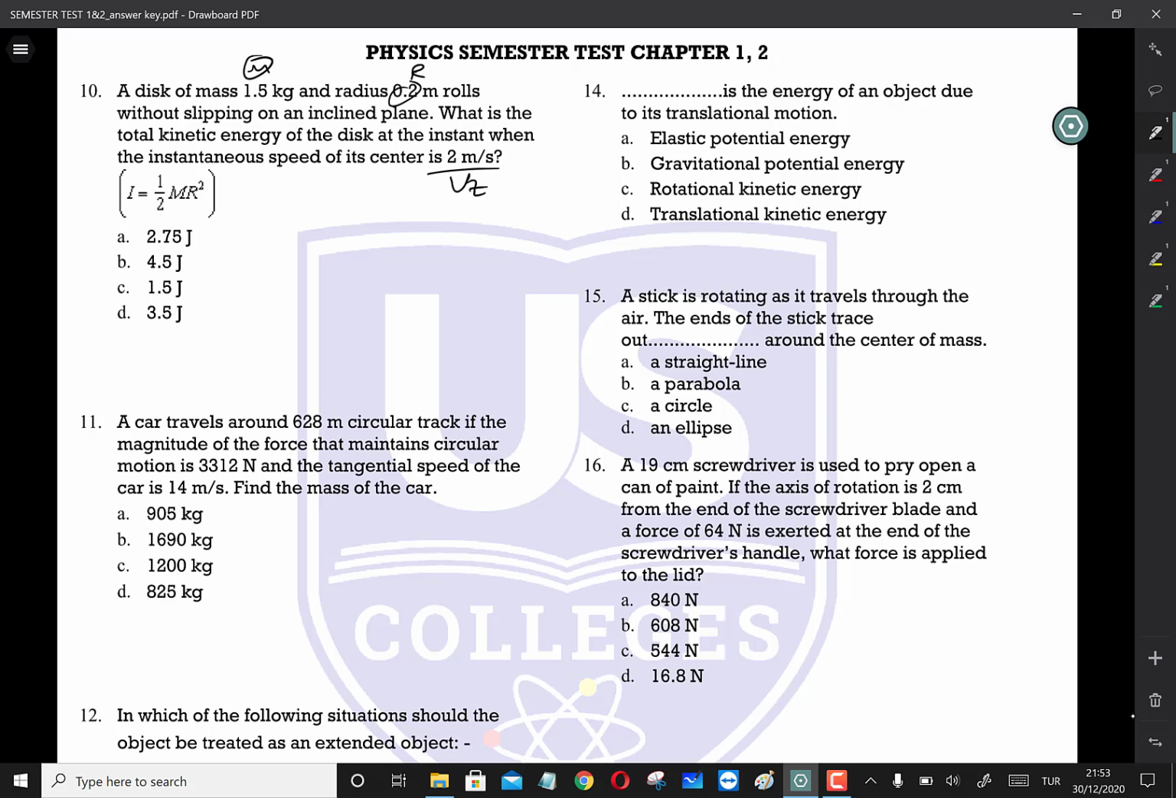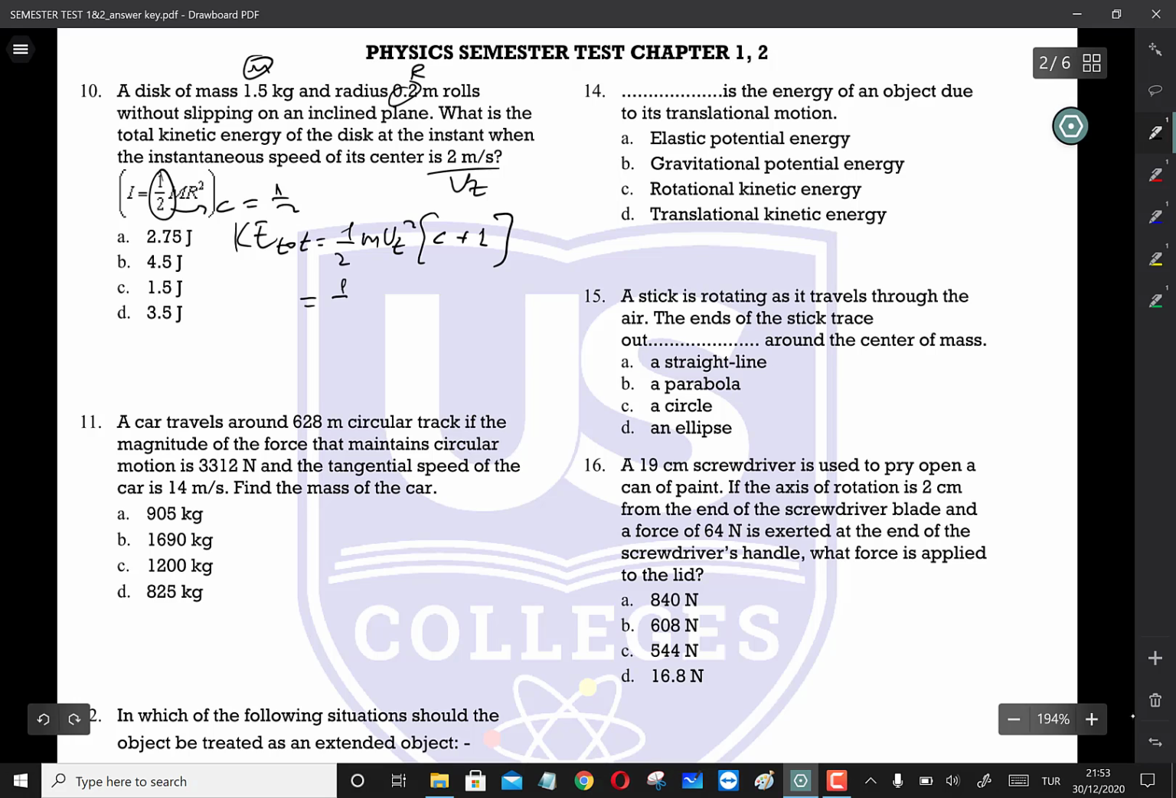Remember, we have a hack equation for calculating total kinetic energy, which is we are going to multiply translational kinetic energy by c plus 1. What is c? Coefficient of inertia. C is 1 over 2. So let's do it. 1 over 2 m.